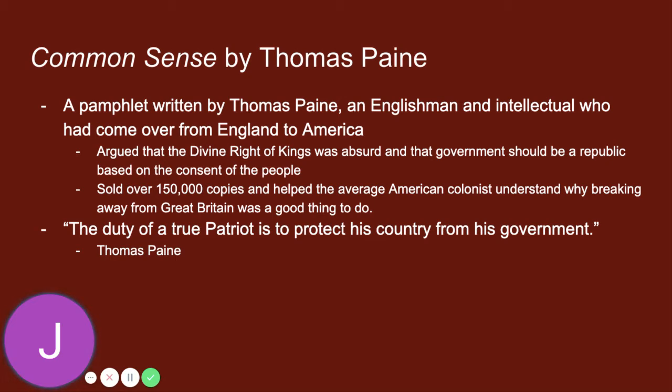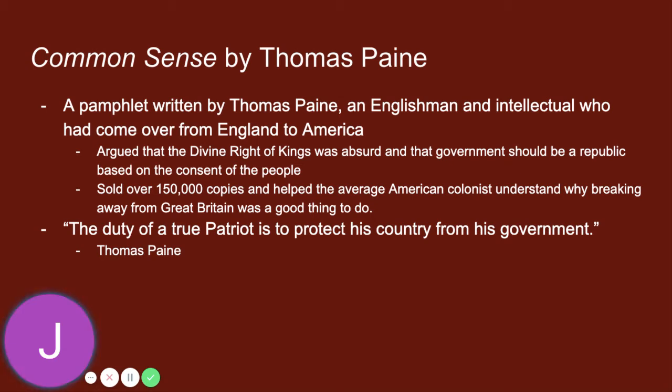He thought this was absurd and that governments should be a republic based on the consent of the people, kind of what our government is today. It's a republic that's based on the people and what they want. Common Sense sold over 150,000 copies, and it helped the average American colonist understand why breaking away from Great Britain was a good thing to do. It was essentially sold like a newspaper, and it allowed the everyday person to understand what the people leading this charge in the colonies wanted to do.